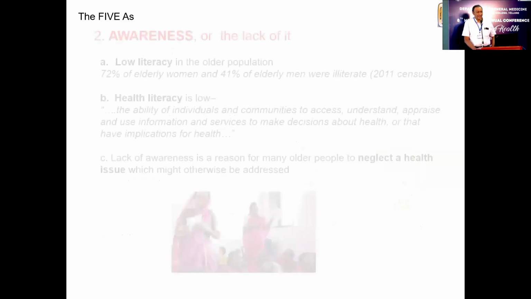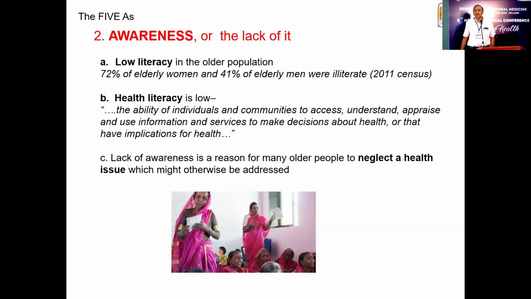The second A, in terms of challenges, is awareness, or the phenomenon of health literacy. While we know that the absolute literacy levels in the older population are low, with illiteracy high, health literacy, which is the ability of individuals and communities to understand information and services and make decisions regarding their own health, if you look at that dimension, we know that it is also low among the elderly population.